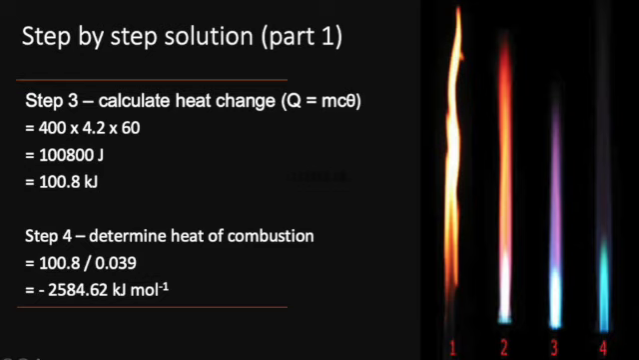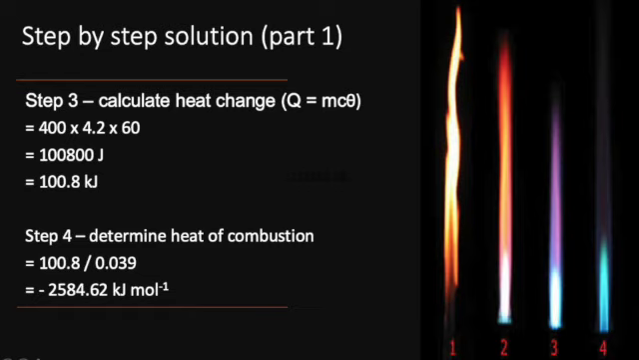So what we get is 100.8 kilojoule. Please always remember to convert your unit from joule into kilojoule before we proceed on to step number 4. Step number 4, we are going to determine now the final heat of combustion.